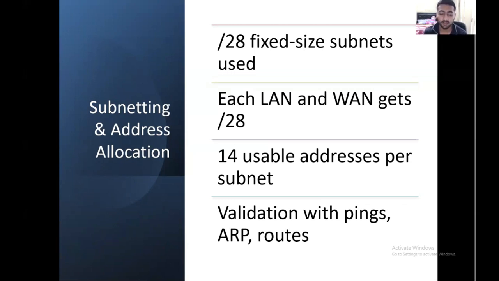Here we have created /28 fixed size subnets. Each LAN and WAN will get one. There will be a total of 14 usable addresses per subnet, and we have validation with pings, ARP, and routes. The screenshots are already attached in the report that you can check. Moving on to the next slide.